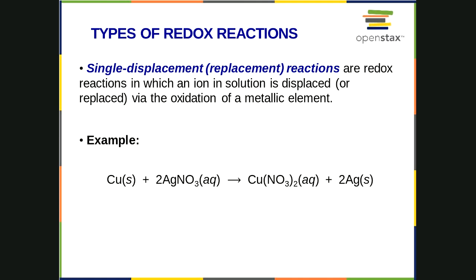So in this case, the copper on the left side is neutral, doesn't have a charge, but when it combines with nitrate, it forms a copper 2 ion, so it has a plus 2 charge. So the copper goes from 0 to plus 2, so it's being oxidized. And the silver goes from a plus 1 charge when it's combined with the nitrate to 0, so the silver is being reduced. Again, this is an example of what we call a single replacement reaction, because the copper and the silver switch places. We end up with a single element and a compound producing a new single element and a compound as a product.